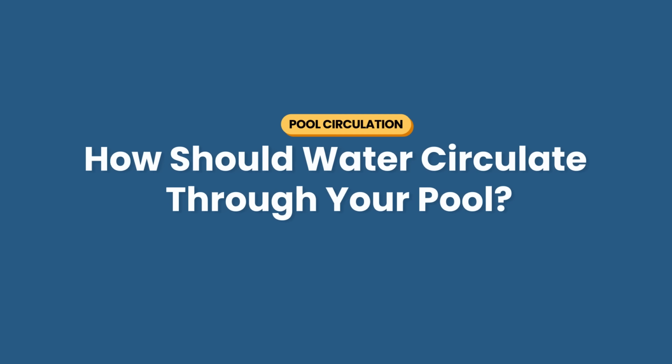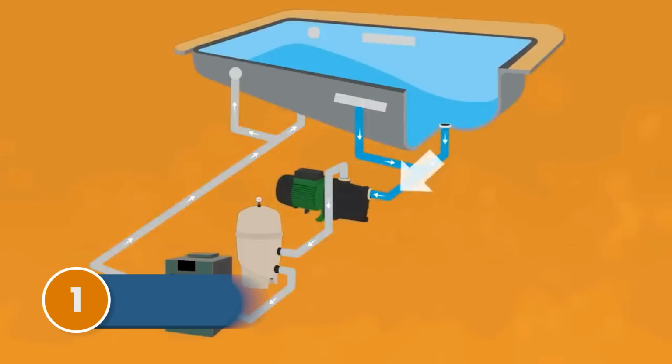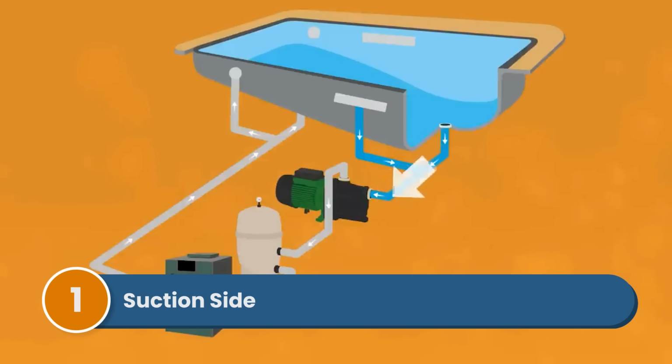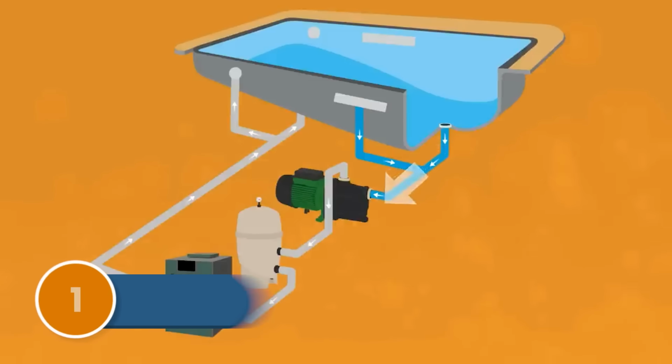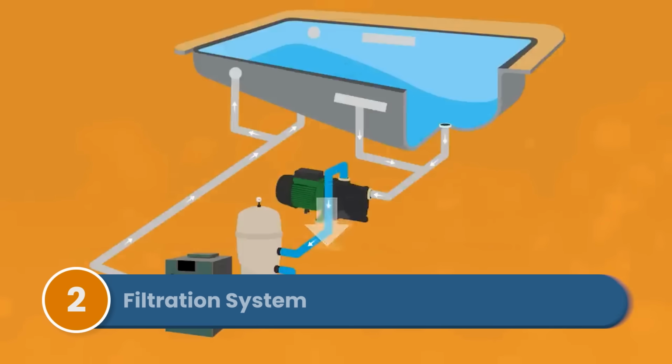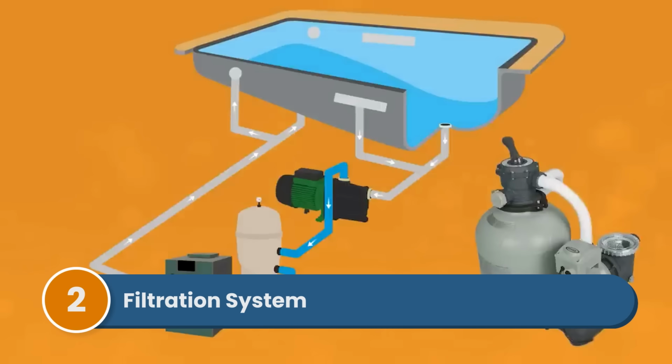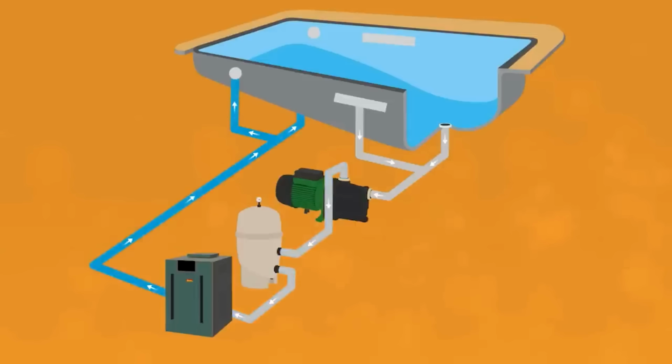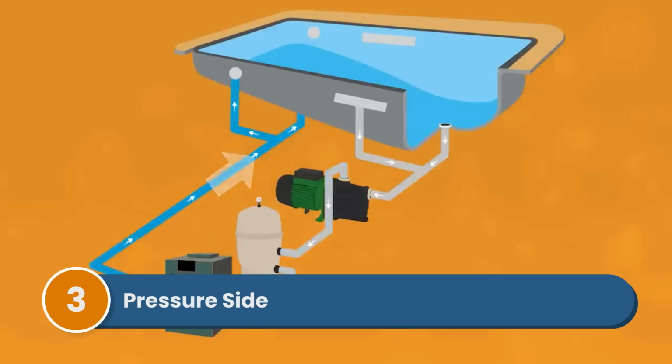So first, how should water circulate through your pool? Well, knowing a map of your water flow will help you diagnose the problem. First, the suction side pulls water in from the skimmers and your main drain, if you have one. Then water goes from pulling to pushing when it reaches your pump. This is where it enters the filtration system, which includes your pump, filter, and equipment like heaters, salt systems, and chlorinators. Finally, the pressure side pushes the clean water back into your pool through return jets.